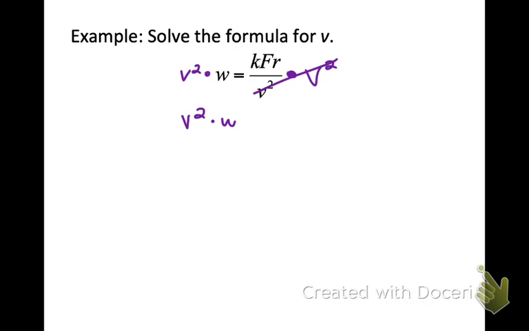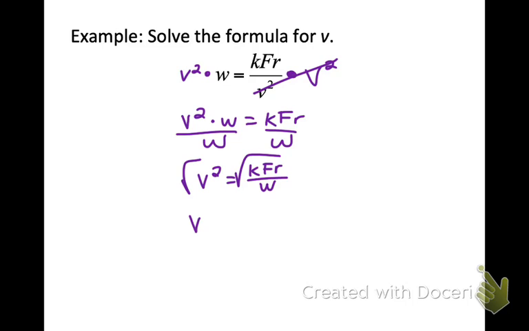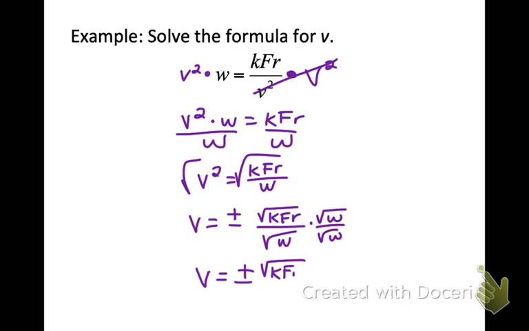So now I have V squared times W is equal to KFR. Divide by W. So now I have V squared equals KFR over W. And then take the square root of both sides. And then what do we need to remember to do when we take the square root? Plus and minus. We also need to rationalize that fraction. So what am I going to multiply top and bottom by to rationalize a square root of W? So we get V is equal to plus or minus the square root of K F R W all over W.